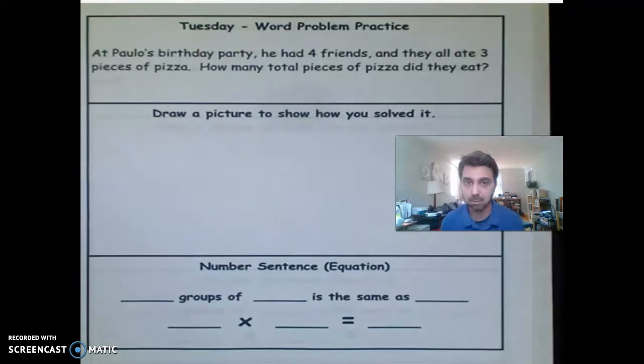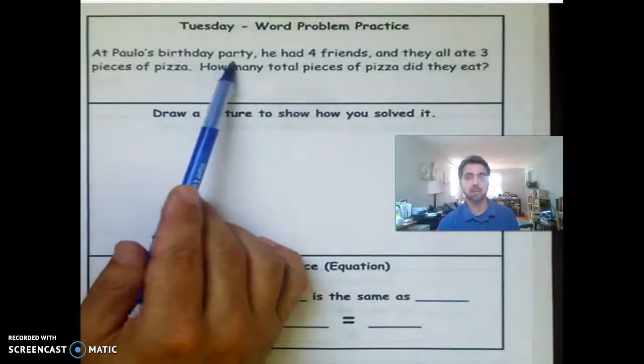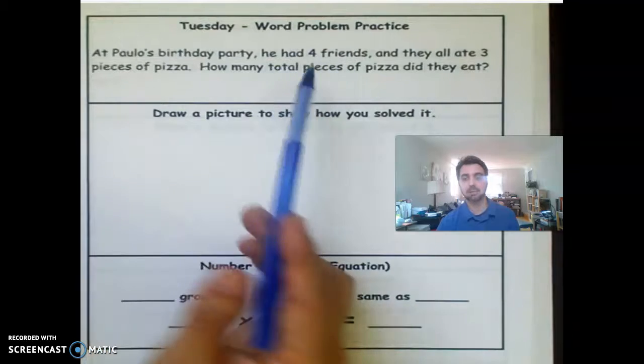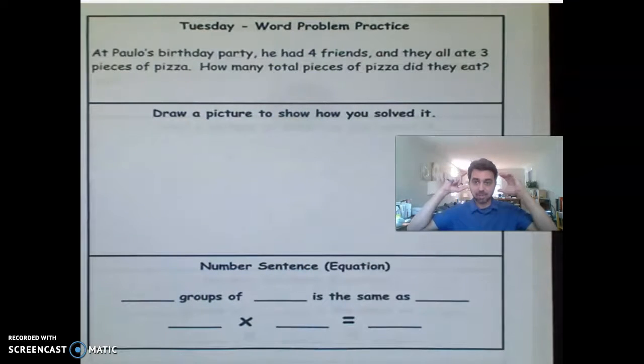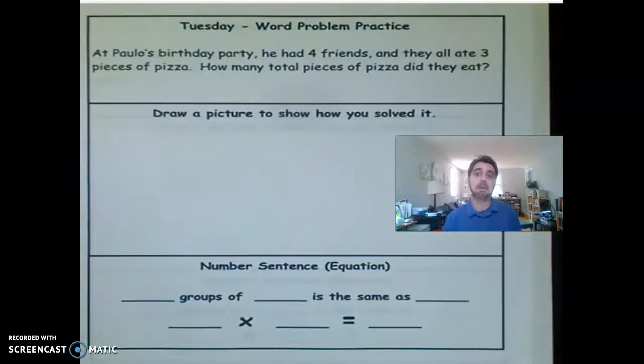All right, so what is this asking us? What is this about? All right, so it says, at Paolo's birthday party, he had 4 friends. So can you visualize or picture him with 4 of his friends? And they all ate 3 pieces of pizza. I don't know if it was pepperoni or sausage or just cheese, but he had pizza, right? And the question is, how many total pieces of pizza did they eat? So this is a good word problem for multiplication.